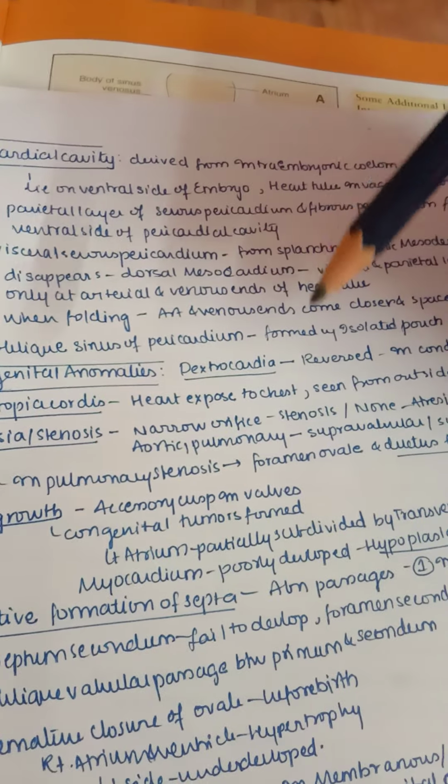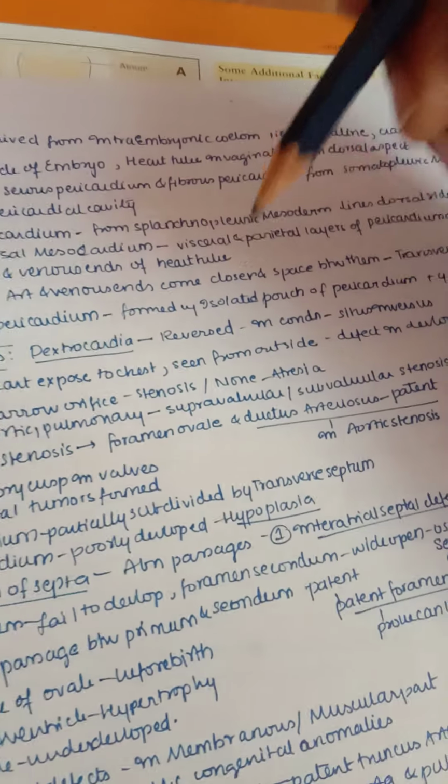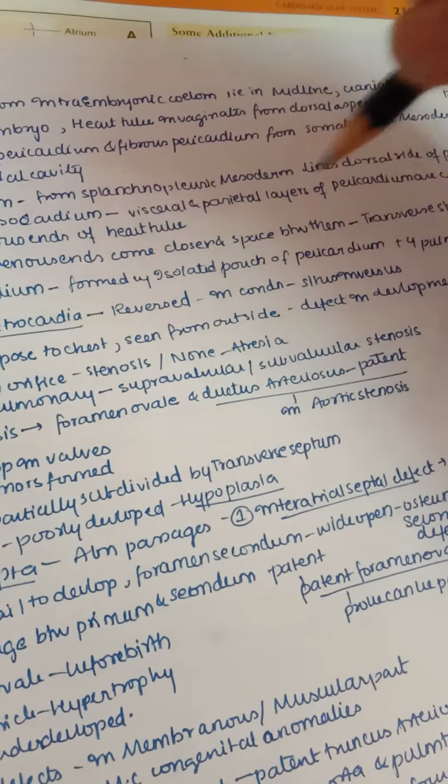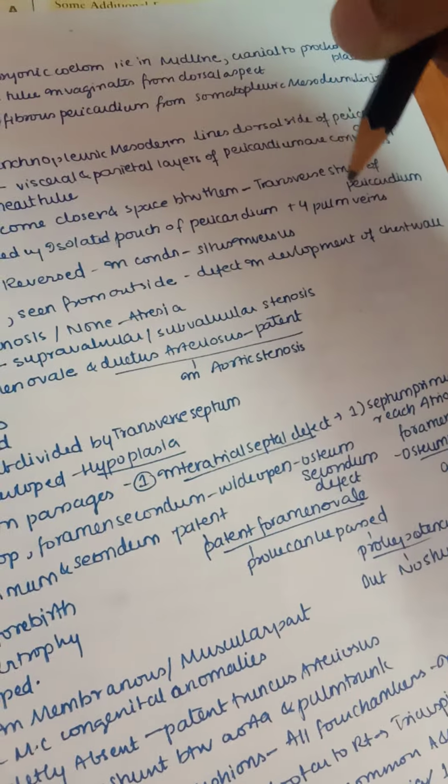So when folding takes place, the arterial and venous ends come closer, and the space between them is called the transverse sinus of the pericardium. And the oblique sinus of the pericardium is formed by the isolated pouch of pericardium along with the four pulmonary veins.